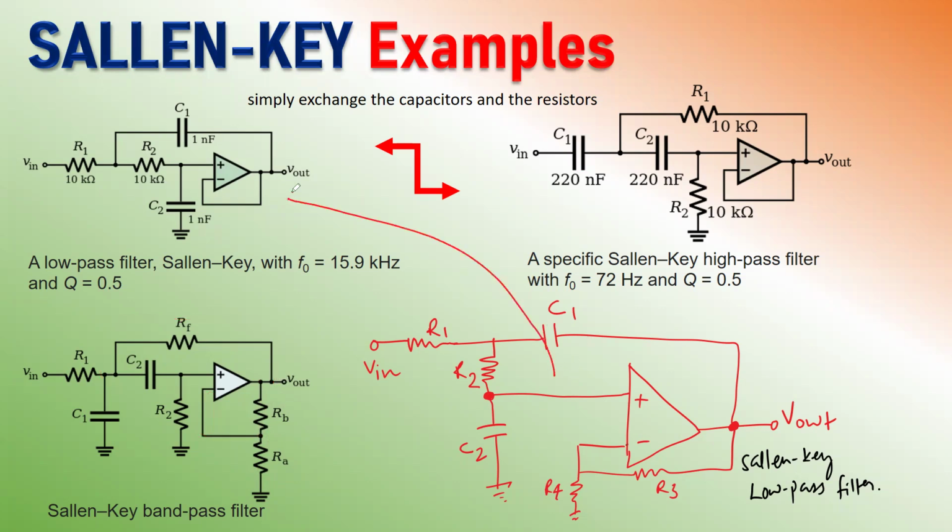Same case for the low pass filter right over here. You see this circuit and this circuit, what's the difference? Here you have the buffer, but here you have a non-inverting amplifier. So both are Sallen-Key low pass filters.